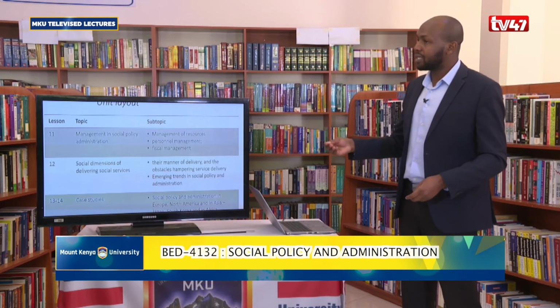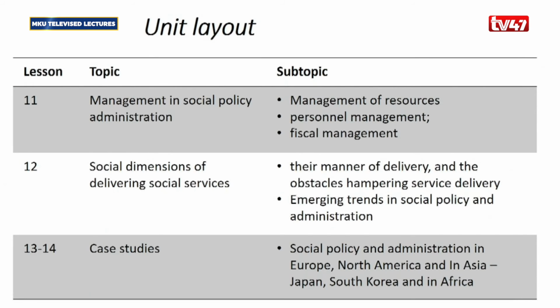Then you have fiscal management, in the event that the involvement is more of providing funding or finances to the sector of society that is being supported by the social policy. The question of fiscal management then also becomes an important area that we'll be looking at. Then next, we'll be looking at social dimensions of delivering social services, and in this case, we'll be looking at the manner of delivery and the obstacles that inhibit service delivery, and we'll also be looking at the emerging trends in social policy and administration.